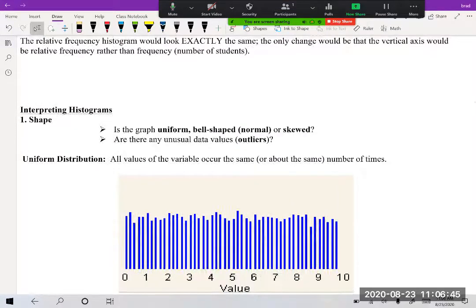Interpreting histogram. Is the histogram uniform, bell-shaped, skewed? Are there any unusual data values, outliers? So outliers is kind of a gray area that we won't really get heavily into until the end of chapter 3. And we'll use a method with the IQR, the interquartile range, to identify outliers. So for now, when we think of outliers, we just have to recognize it seems like it's very far away from the rest of the data, okay?